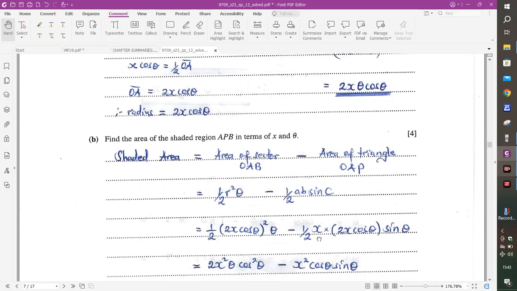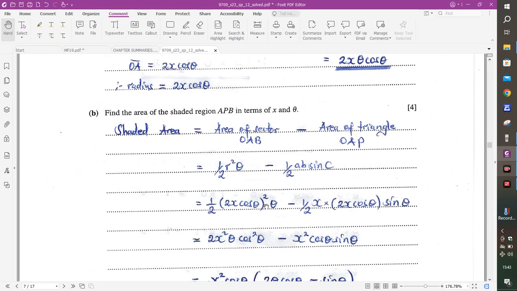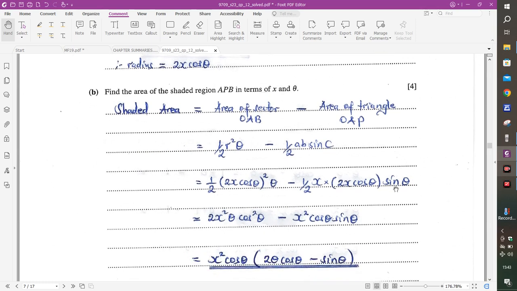And then from there, when you square 2, it becomes a 4, so divide by 2, you get 2. So 2x squared, then times this theta, and then cos squared theta. Then here, the 2 here will cancel with this one, and then x will square, so x squared cos theta sine theta.